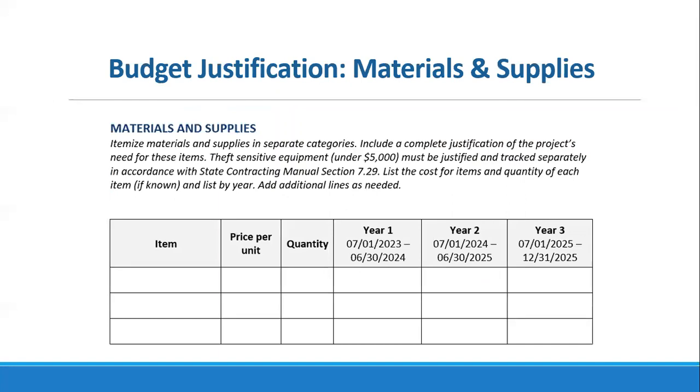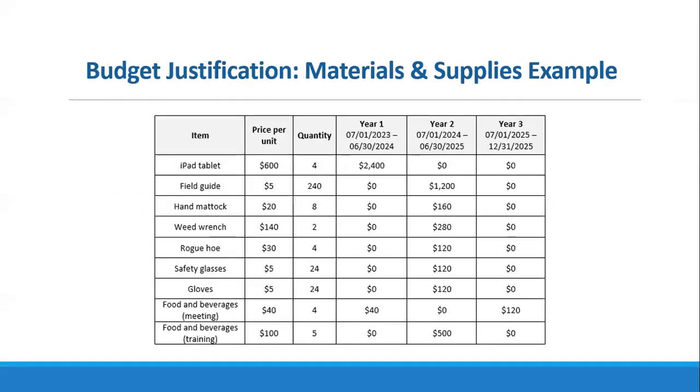Moving on to materials and supplies. Now, this table is a little bit more broadly laid out because materials and supplies is in general a very broad category. So we've provided a pretty general example here, but there's a lot of things that can be appropriately classified as materials and supplies.